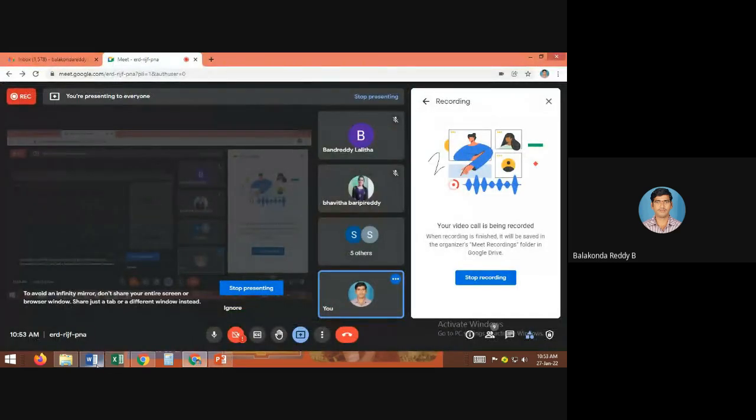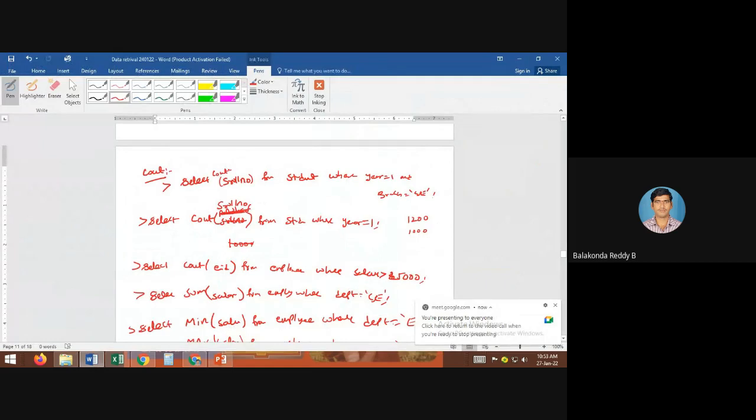Select count of S roll number from student where year equal to 1. What is the meaning of that query? It gives the count of roll numbers where year equal to 1.